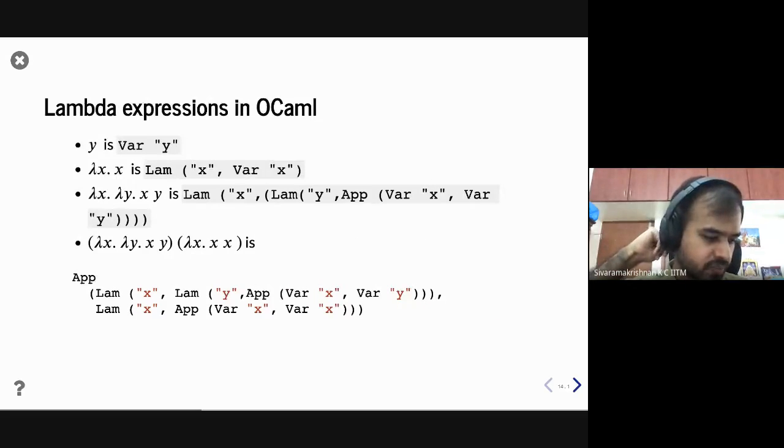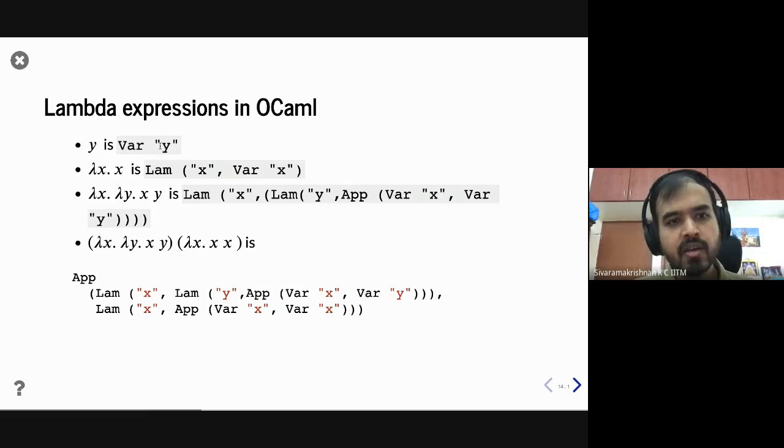Okay, so let's look at a few lambda calculus terms that you would write on paper, and then look at how those terms will appear as terms in this new type expression that we've defined in OCaml. So whenever I write a lambda calculus term, just y, that's just a variable, right? So the OCaml equivalent will be Var of y, where y is a string.